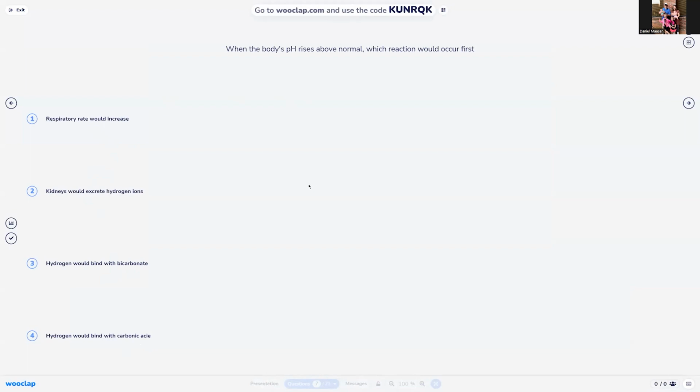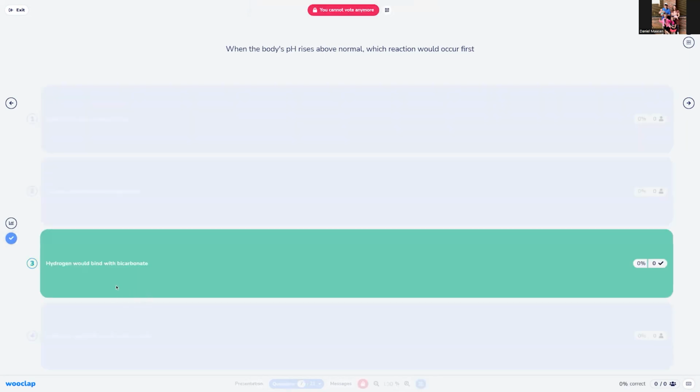Think about it for a minute. Again, think about what you do know, and if you're not sure, you've got to go with your best educated guess. Pause it if you need to think for a second. I'm going to go ahead and show the correct answer. So hydrogen would bind with bicarb.